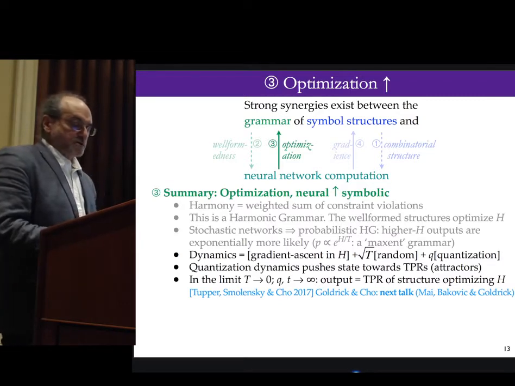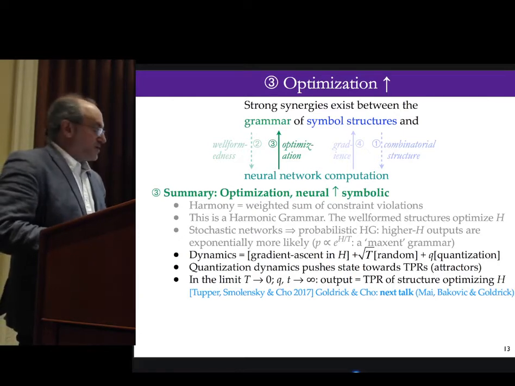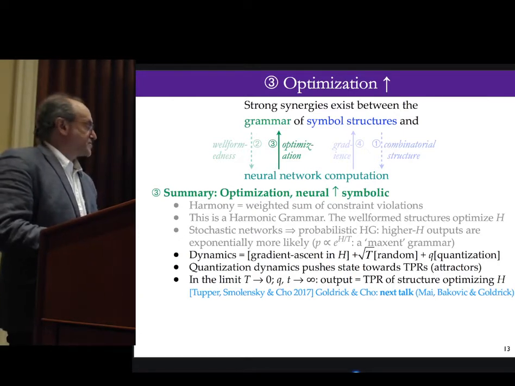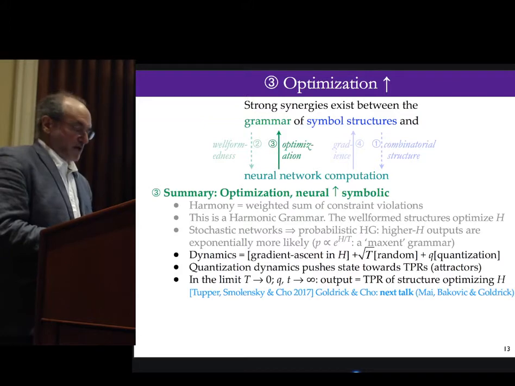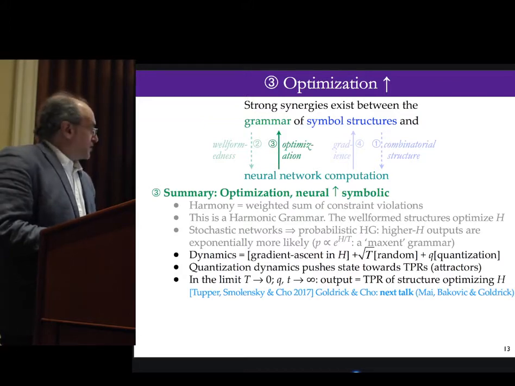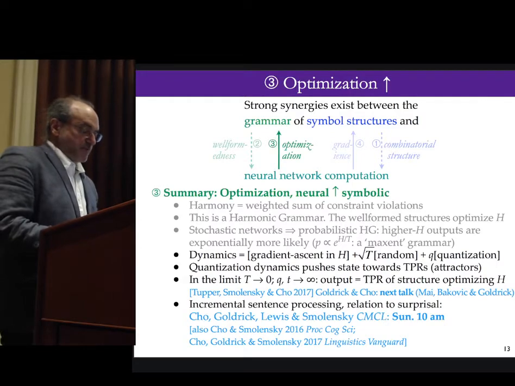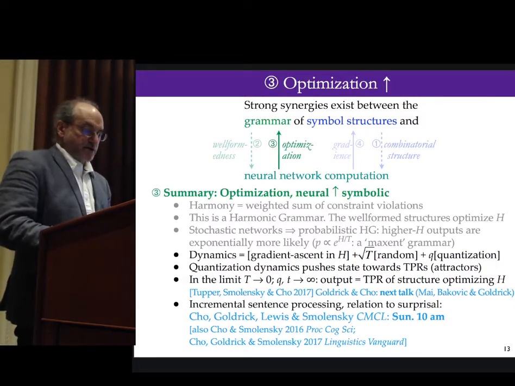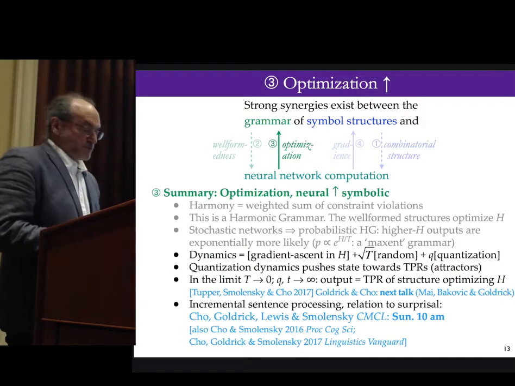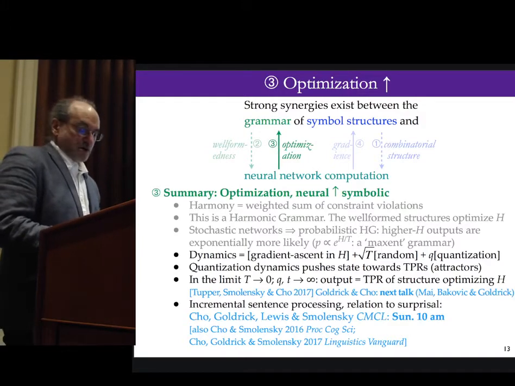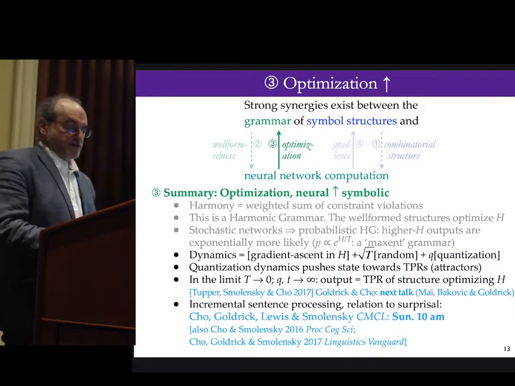Now it can be shown that in the limit as the randomness parameter t goes to 0, while the quantization force and time go to infinity, the network converges to the TPR of the symbol structure that globally optimizes harmony, the correct output of the harmonic grammar. This dynamical aspect of the framework will be discussed by Matt and Pyongwan in the next talk. And for applications of this dynamics to incremental sentence processing and connections to surprisal, I invite you to check out the CMCL talk that Pyongwan Cho will be giving in this room on Sunday at 10.